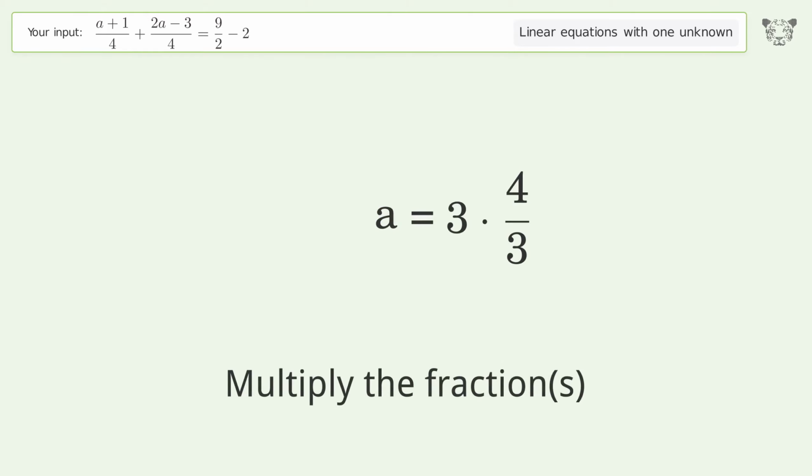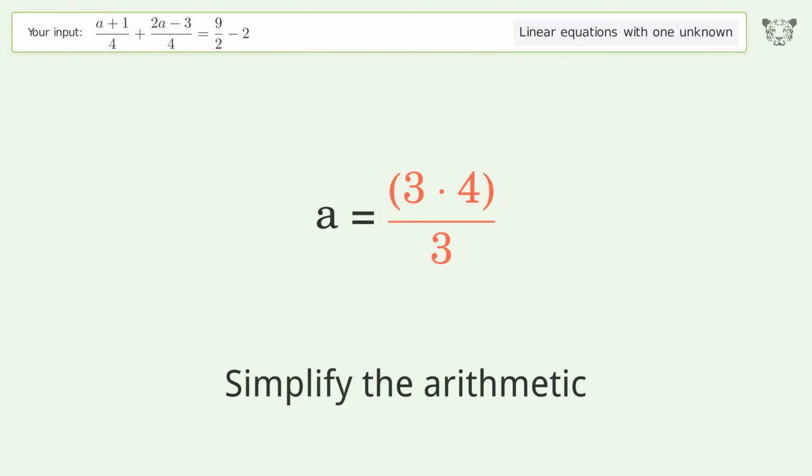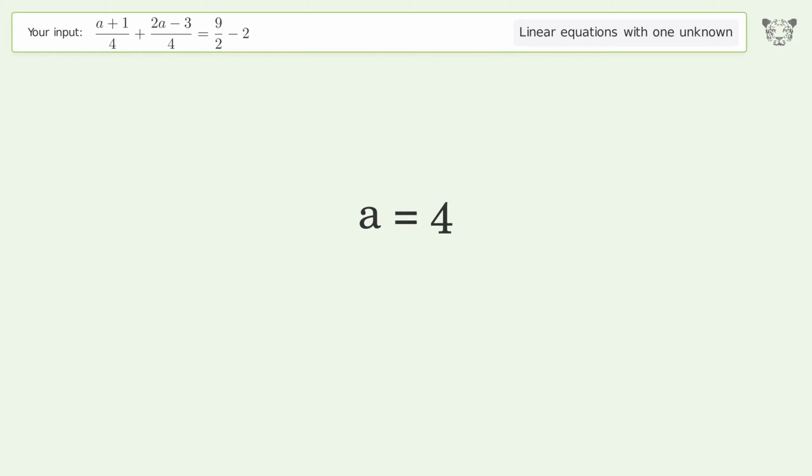Multiply the fractions. Simplify the arithmetic. And so the final result is a equals 4.